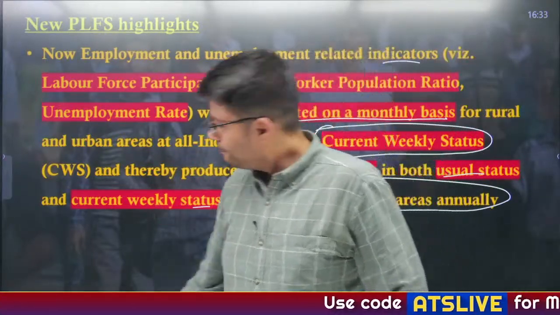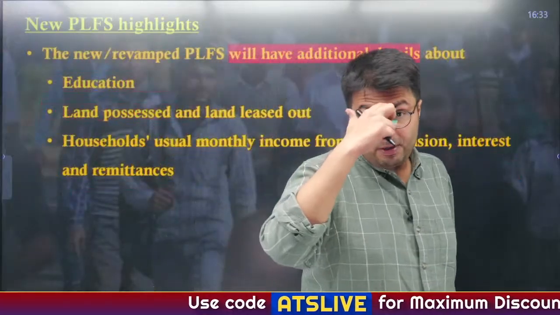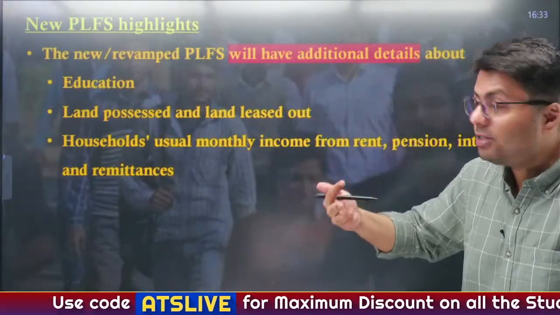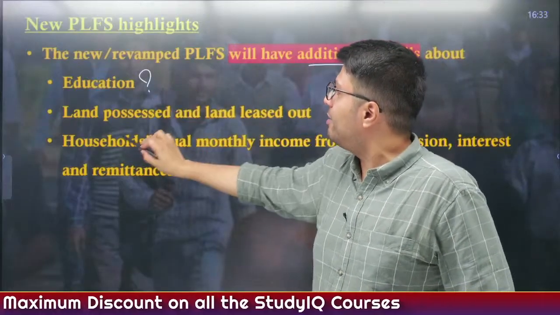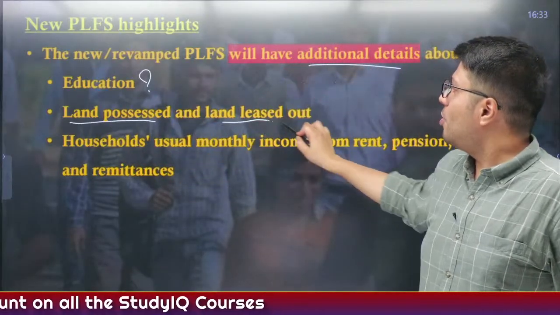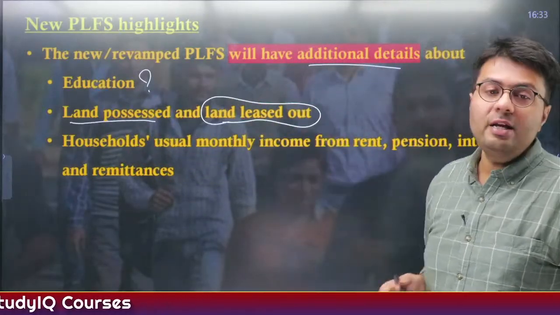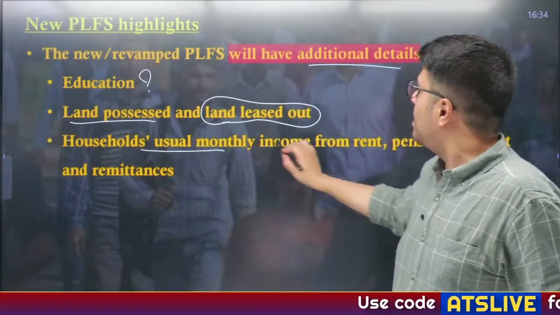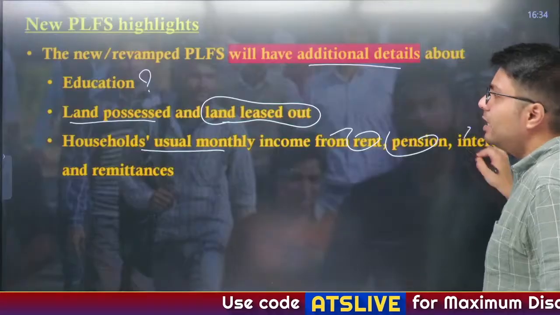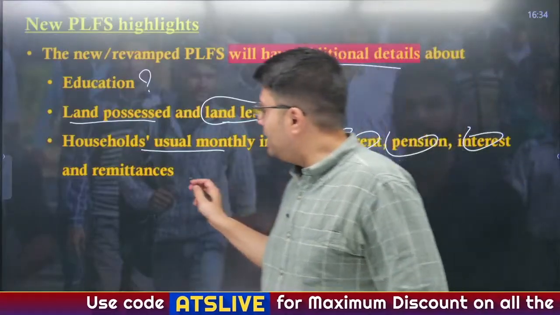Now they have added that they will conduct this survey and publish the data monthly, like inflation data. Another change that has been made is that additional questions will be asked. What additional questions will be asked? Your education levels, whether you possess land, and if you possess land, whether you have leased out that land on rent or not, and what is the household's usual monthly income from rent, pension, interest and remittances? So it will actually tell you the data.